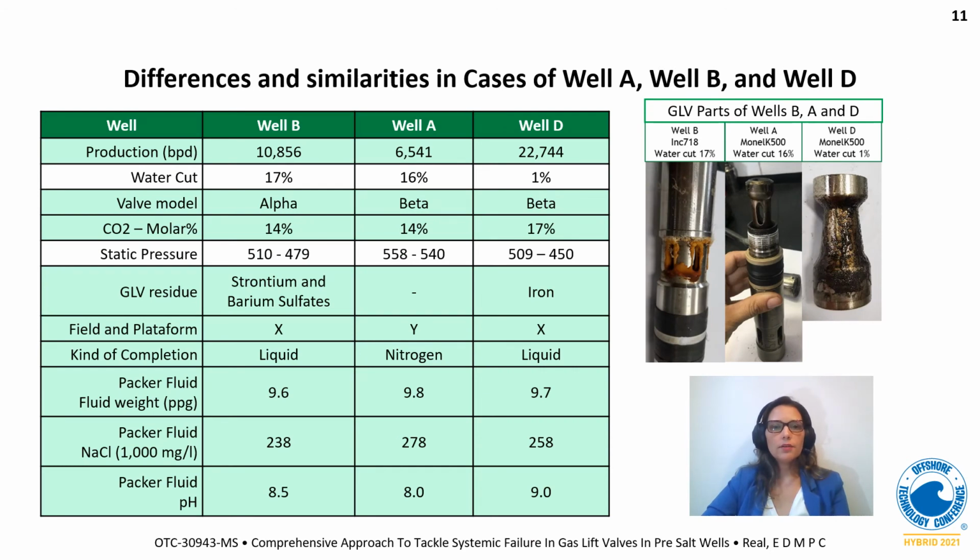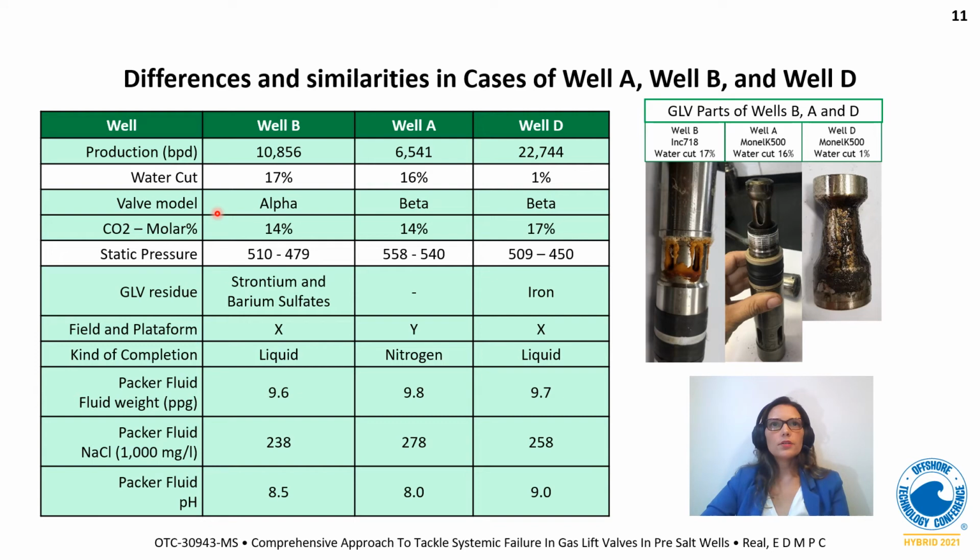Differences and similarities in cases of well A, B, and D. When the gas lift valves of those wells were analyzed, similar residues between at least two of them were expected, since the wells have several similar properties, like you can see in this table. Well A and D gas lift valves are a beta model, and well B is an alpha model.